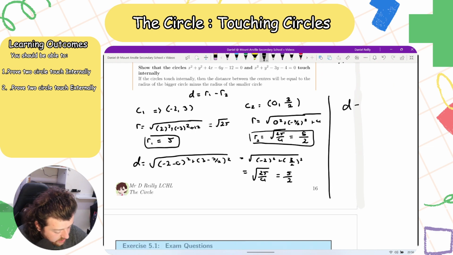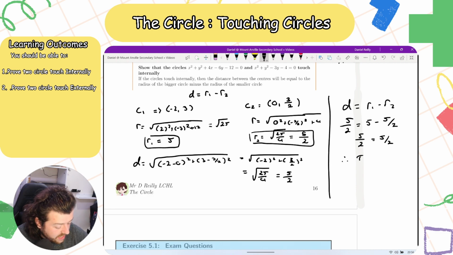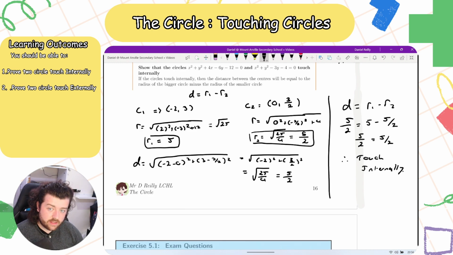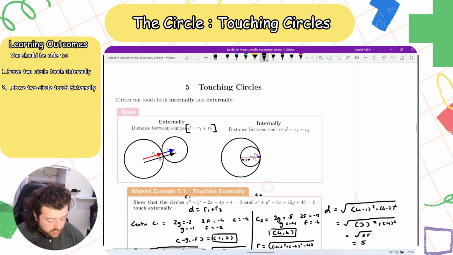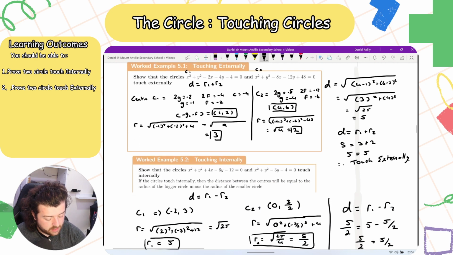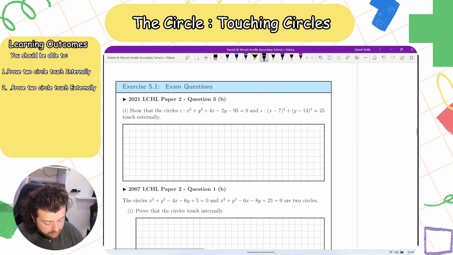So my distance should equal r1 minus r2. So 5 over 2 is equal to 5 minus 5 over 2. 5 over 2 is equal to 5 over 2. Therefore, they touch internally. So now these two circles touch internally. They look like this. Right, so let's look at some exam questions now.